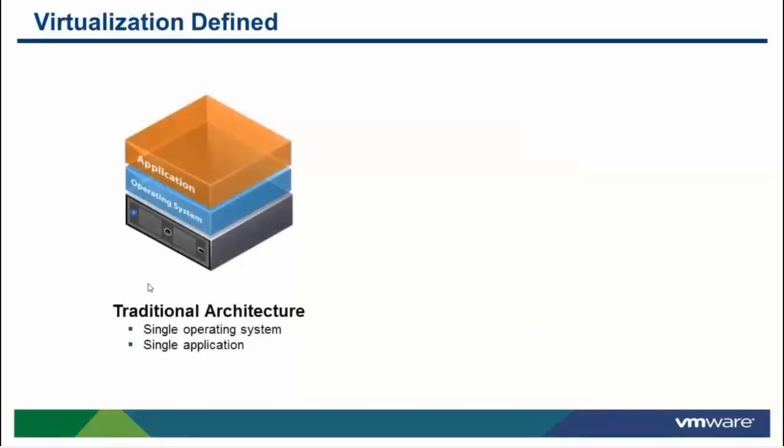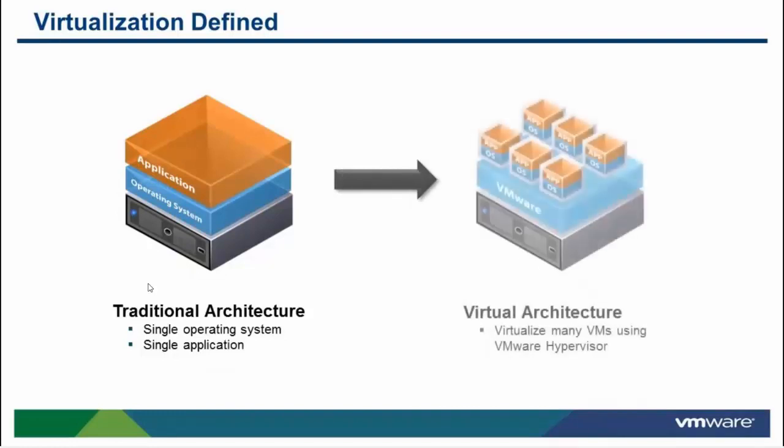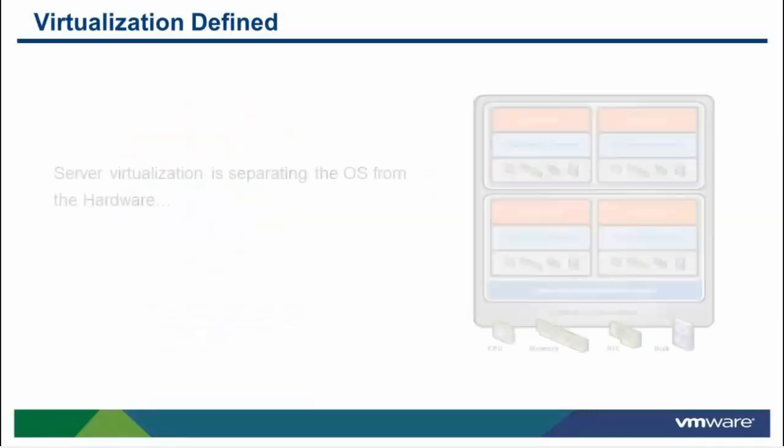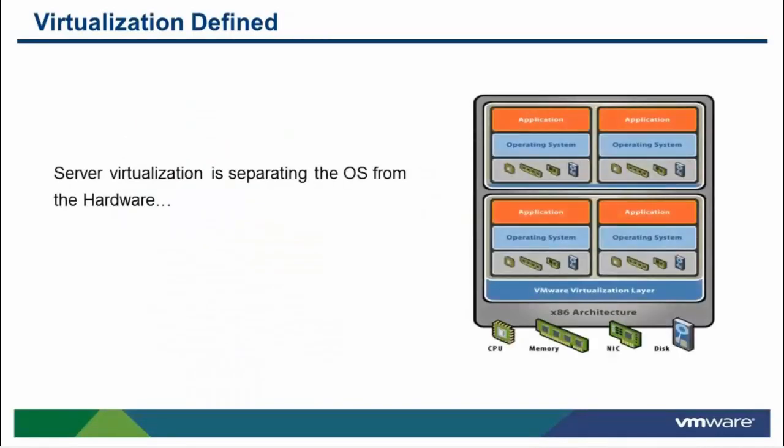Traditional server architecture consists of one operating system per physical server and one application per operating system. With VMware virtualization, a hypervisor is installed on the physical server to allow for multiple, unique, and isolated virtual machines to run on the same physical server. Once we've separated the operating system from the hardware, we can utilize the hypervisor to present a complete virtual x86 platform to many virtual machines.